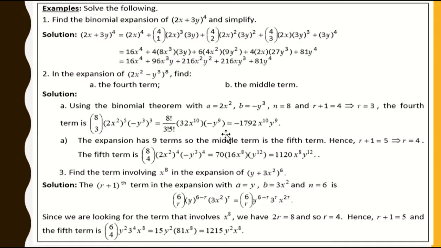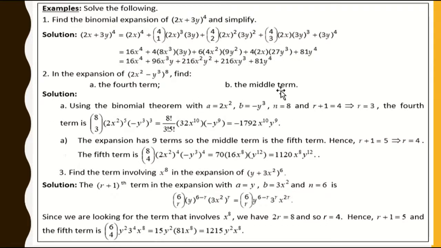And that is equal to, so, let us simplify further. Since it is negative, the result is negative. 8 factorial over 3 factorial times 5 factorial is equal to 1,792. Then x to the power of 10, y to the power of 9.